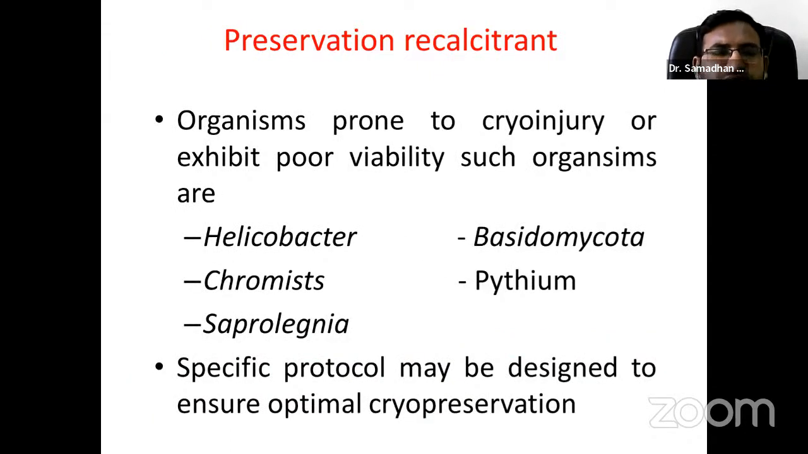Other than regular microbes, there are recalcitrant microbes, which are prone to cryo injury or exhibit poor viability. Such organisms are called recalcitrant microbes, which include Helicobacter, Basidiomycota, Pythium, Promista, Saprolegnia. These are the microbes for which a specific protocol is required to preserve.